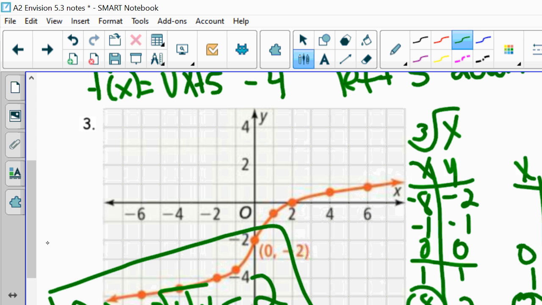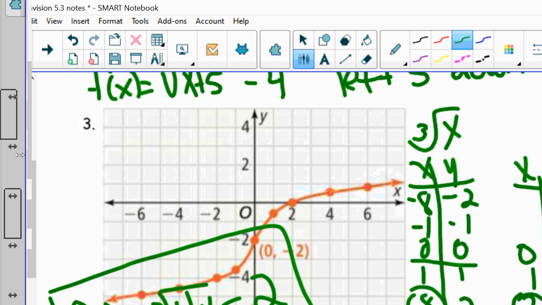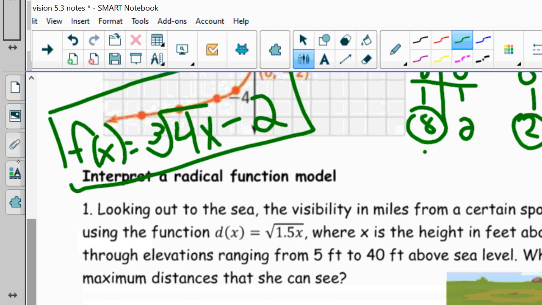All right, last thing that we want to talk about is how to interpret a radical function model. Okay? So the word problem, it says looking out to sea, the visibility in miles from a certain spot on a cliff can be calculated using the function d of x equals the square root of 1.5x, where x is the height in feet above sea level. Taylor walks through elevations ranging from 5 feet to 40 feet above sea level. What are the minimum and maximum distances that she can see?